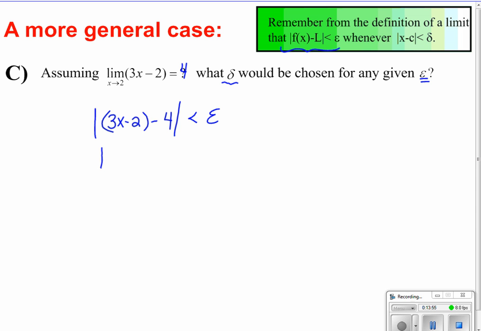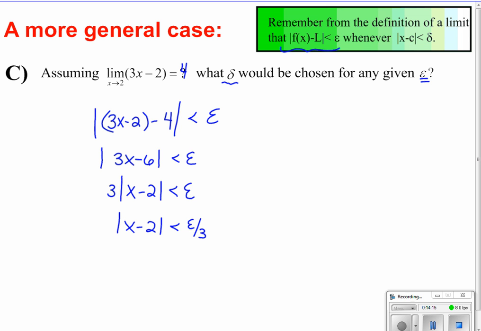Let's do the manipulation. The absolute value of 3x minus 6 is less than epsilon. That gives me, let's factor the 3 out, the absolute value of x minus 2 is less than epsilon. Okay, that is kind of the end of the road. Oh, not the end of the road. Let's do one more step. Epsilon divided by 3, how about?